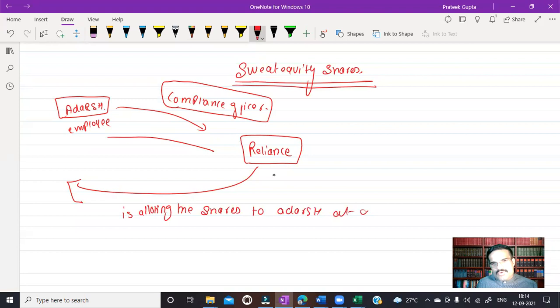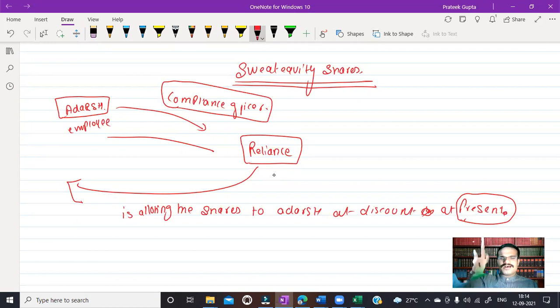At present. Sir, Reliance is not showing dreams. Reliance company is saying to the others, hey, sir, we will allot you the shares at present. We will not show you false dreams, sir. We will allot you the shares at present. That's the concept of sweat equity shares.